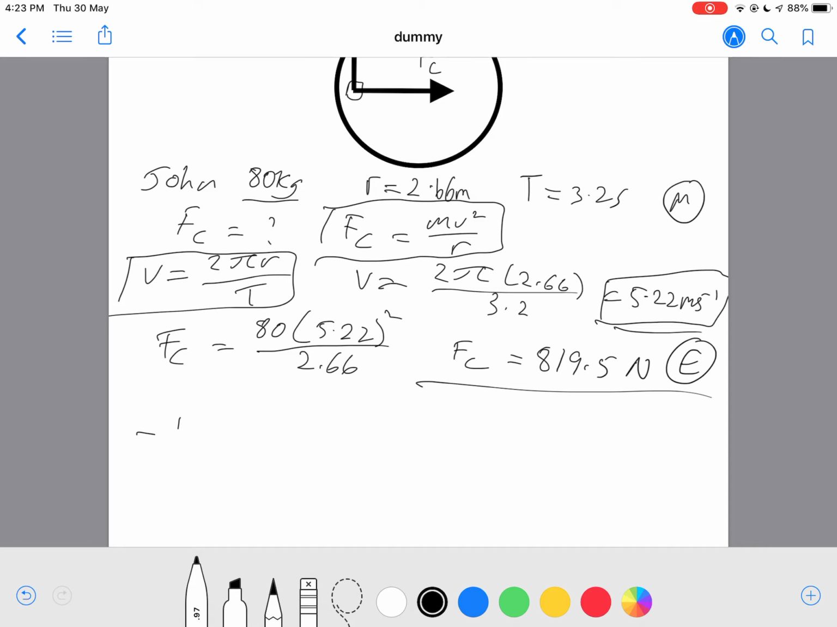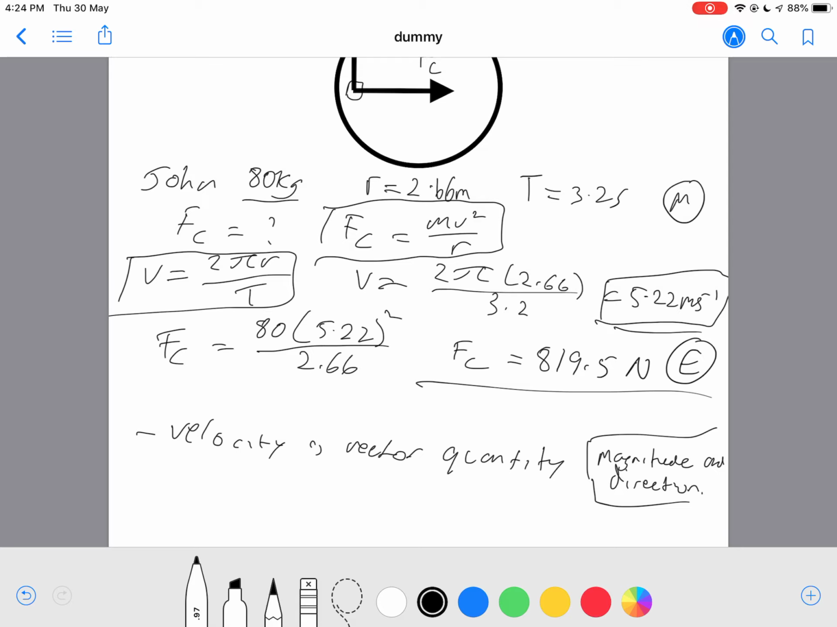So bullet points. Velocity is a vector quantity. That's so funny, I said vector is vector quantity. Velocity is a vector quantity, with magnitude and direction. It has both magnitude and direction. Then you have to link that to the speed being constant.